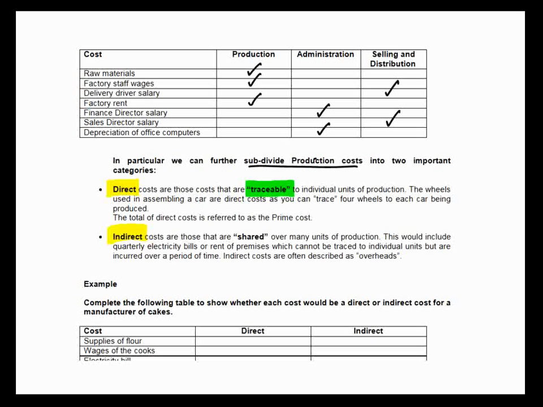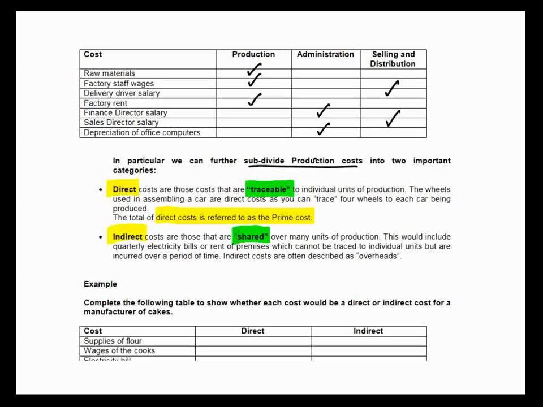Now, if you add up all of the direct costs of an organization, we would get what's called the prime cost. So that's a term that's worth becoming familiar with. The prime cost is just the total of all of the direct costs of the business. So direct costs are traceable, can be traced to individual units. Indirect costs cannot be traced to individual units because they're shared. They're shared over lots of units.